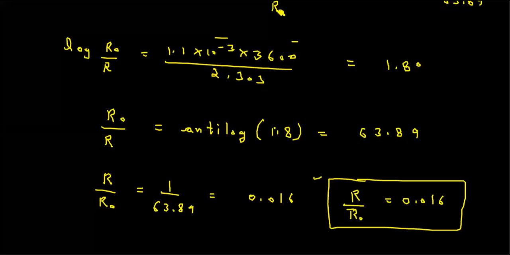Remember that whenever they ask how much is left compared to the initial, you have to find R upon R naught. But when they ask initial upon how much is left, initial upon final, then the answer would be 63.89. I hope it would be clear to everybody.